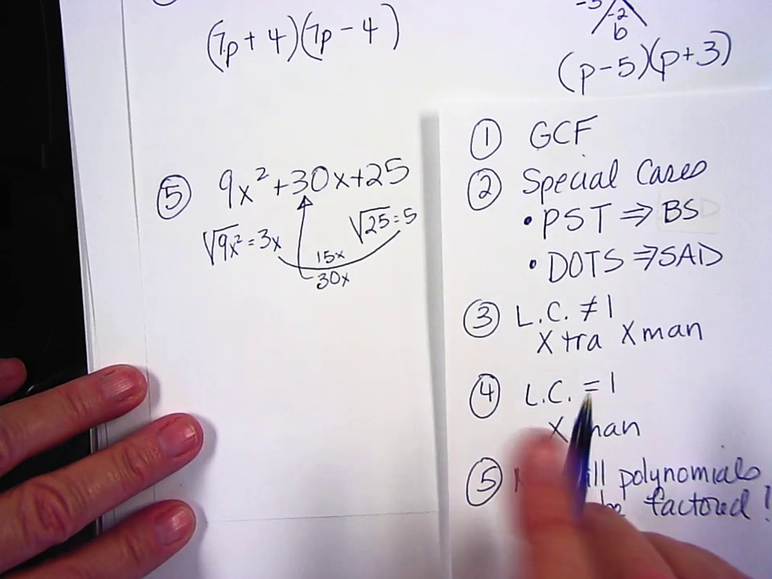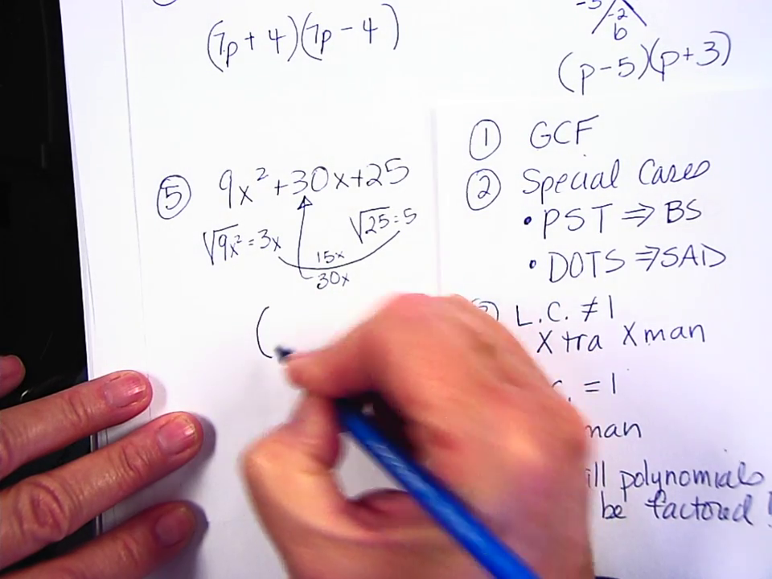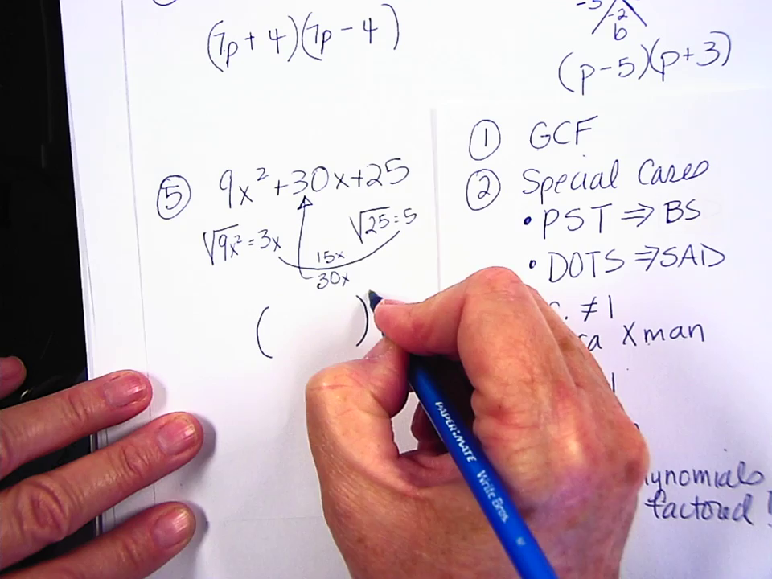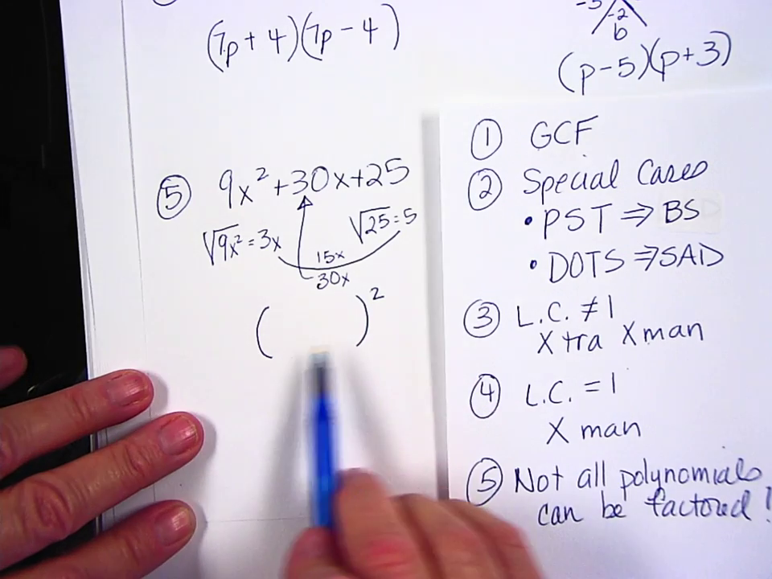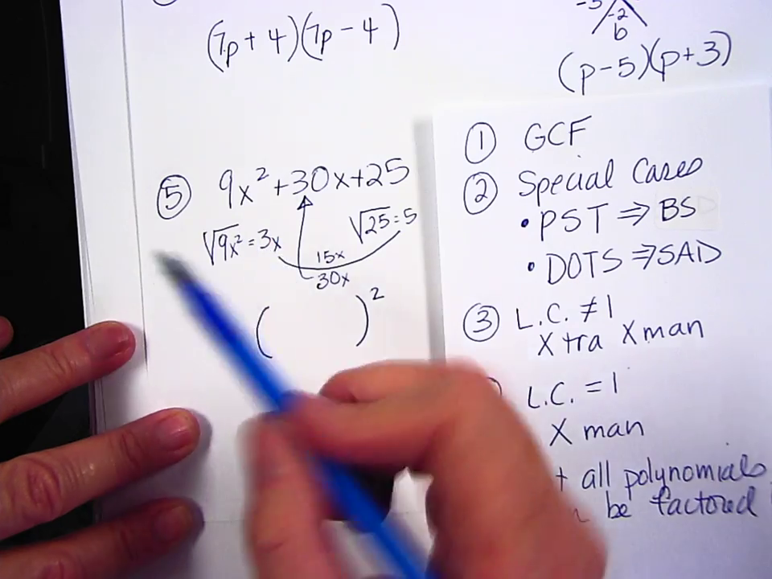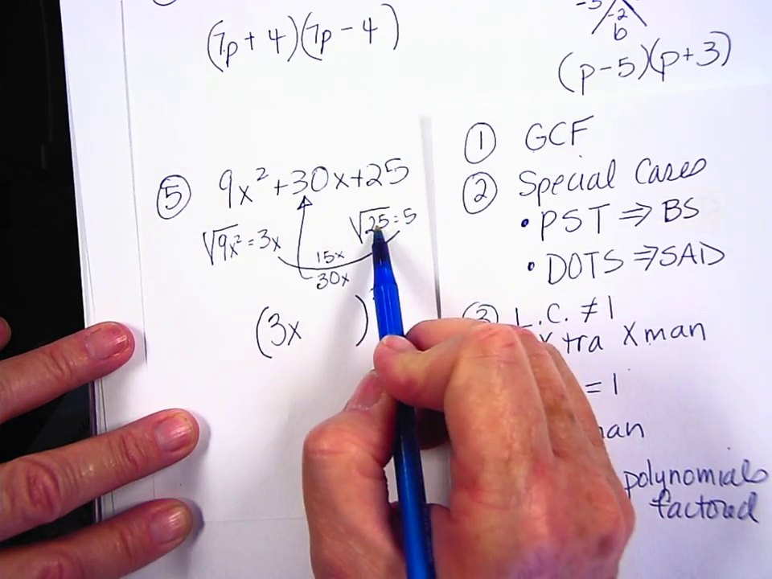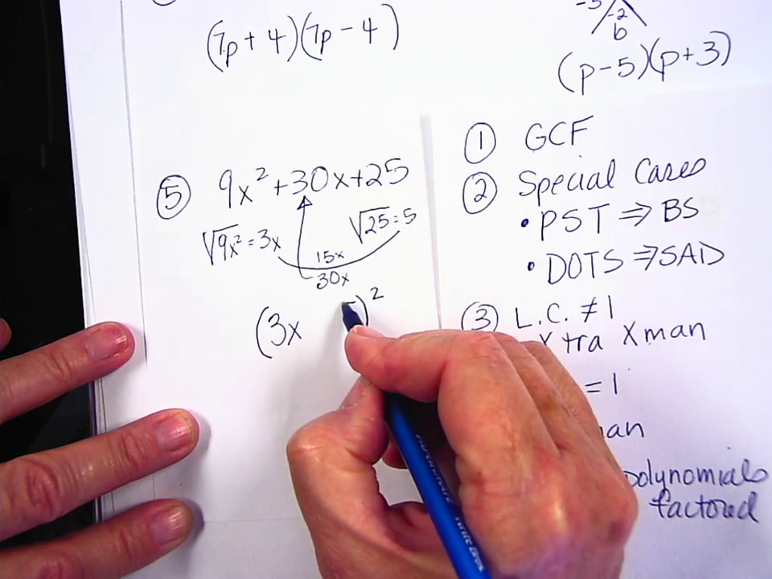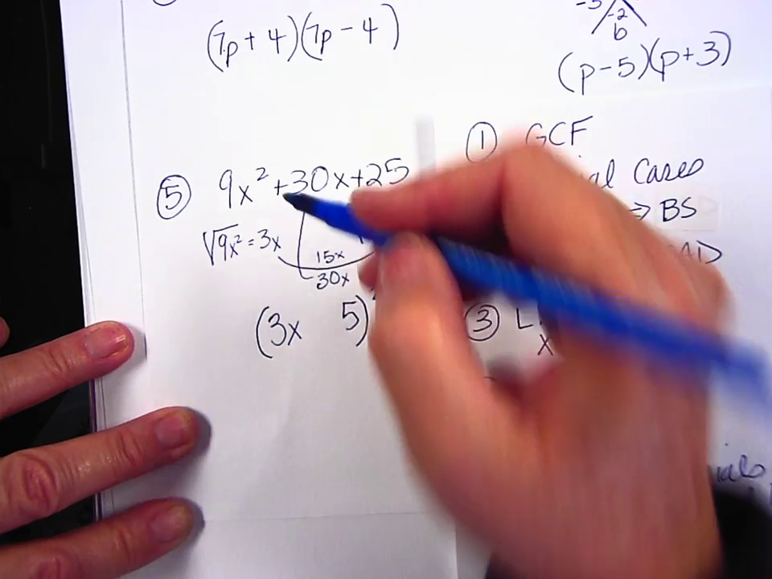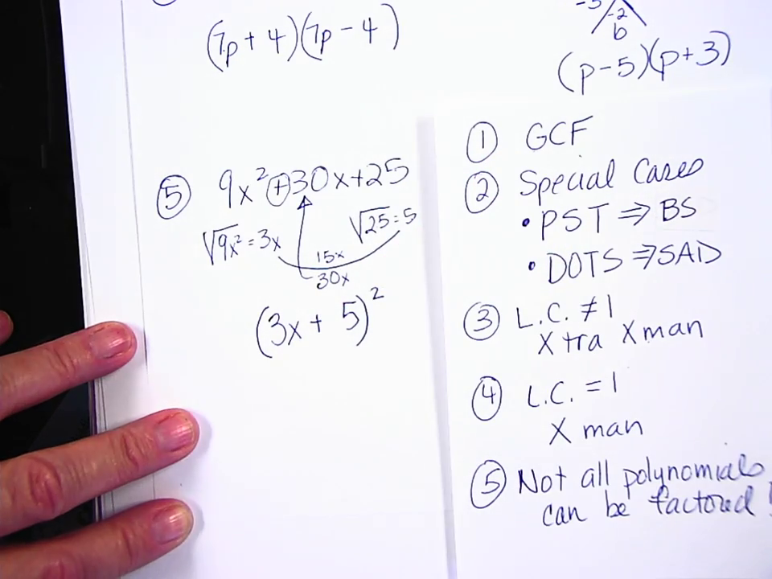This is a PST, baby, and the way you factor a PST is with a binomial squared. Now, how are we going to find what goes in here? Square root of the first term is 3x, that goes here. Square root of the third term is 5, that goes here. The sign of the middle term is positive, and that goes here. And we are done.